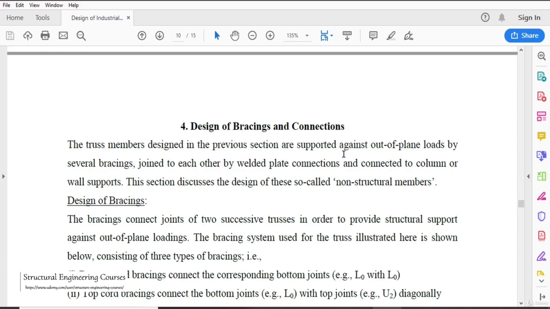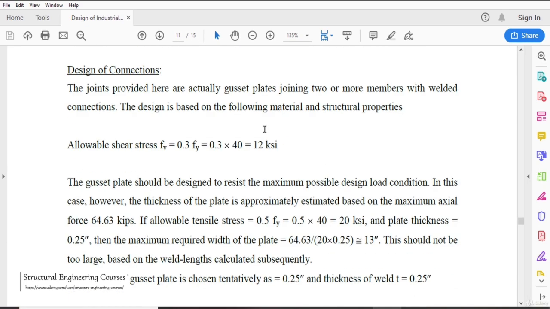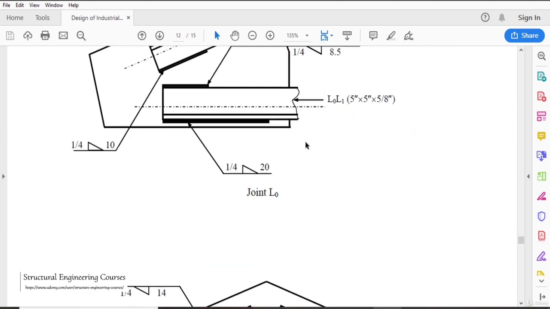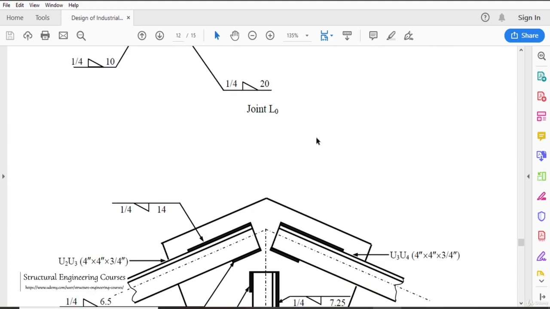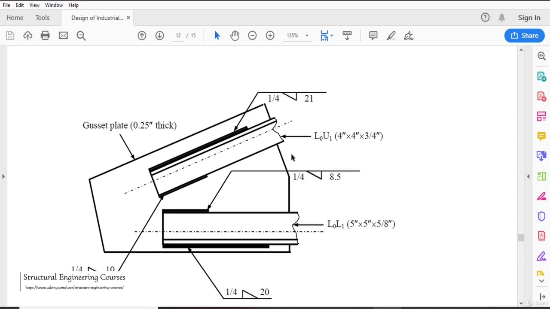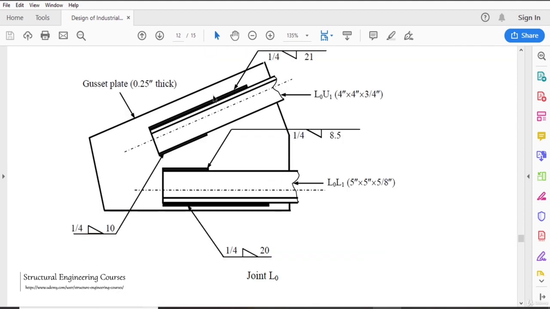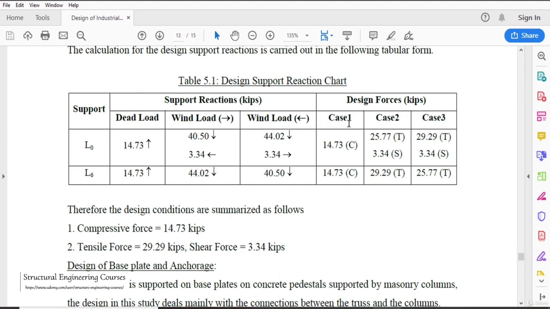So all the things have been assigned. After that we can design the bracings also. So bracings and connections, the author has given various simple diagrams here, that this is a gusset plate, and on this gusset plate they had provided these 2 angle sections here, and here they had provided the welding, that is 1/4 and 21 inches long.